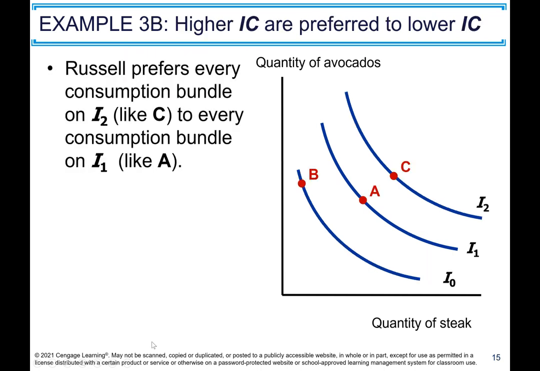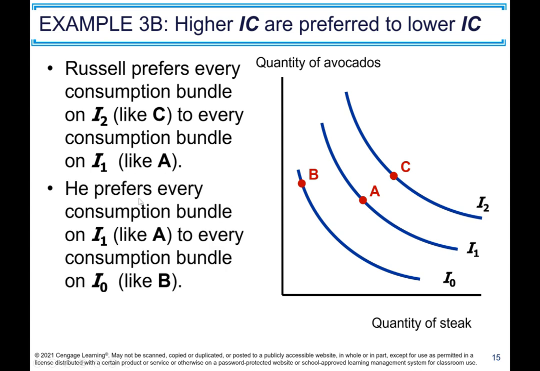Example 3b. Higher indifference curves are preferred to lower indifference curves. Russell prefers consumption bundles on I2, like C, to every consumption bundle on I1, like A. He prefers every consumption bundle on I1, like A, to every consumption bundle on I0, like B.